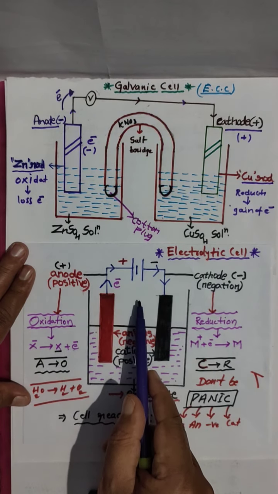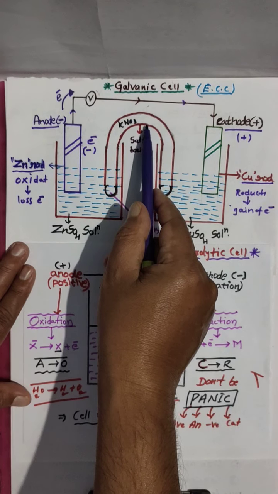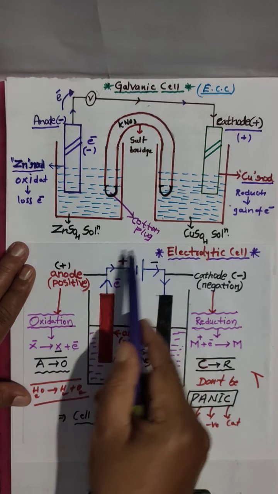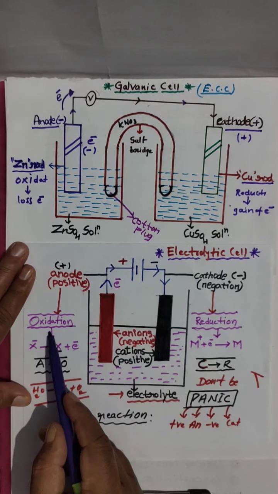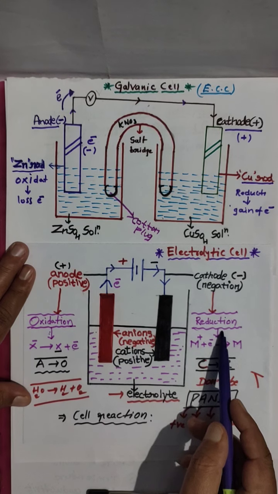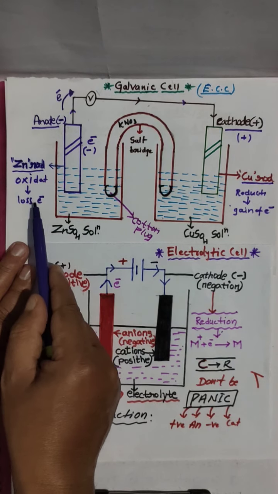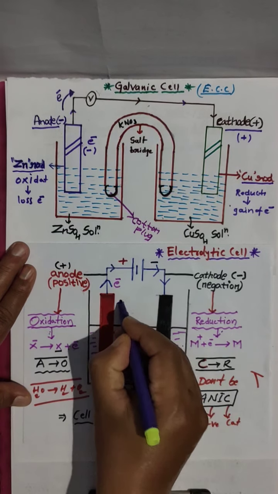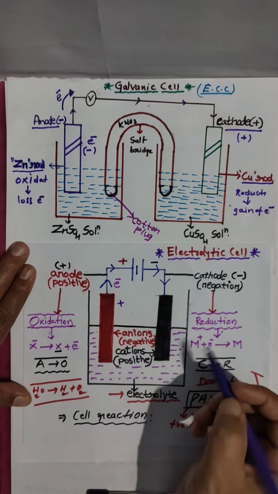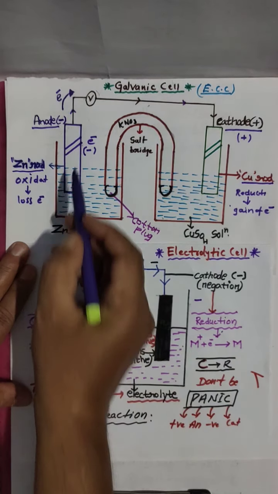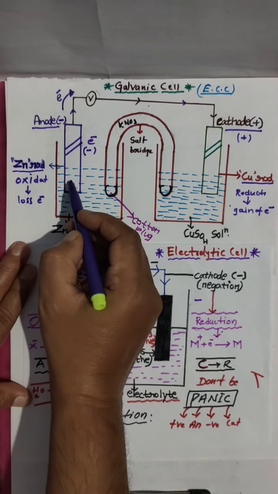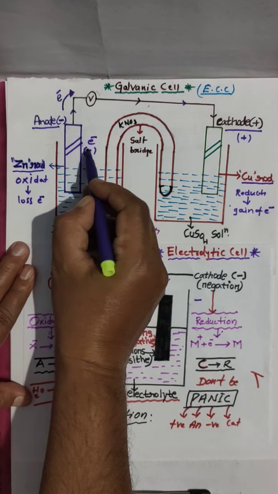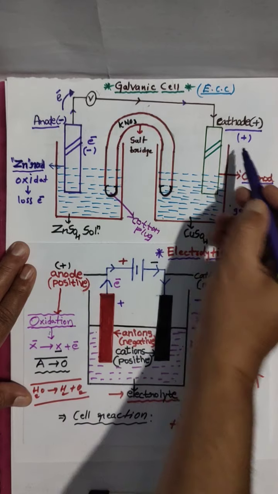Here external EMF is there. Here external EMF is not there. Here anode positive, cathode negative because the battery is connected. So anode oxidation and cathode reduction. Here also anode oxidation, cathode reduction. But the sign problem: in electrolytic, anode is always positive and cathode negative. But here the battery is not there, so the zinc rod is losing electrons. That's why electrons are released here. This is negative. The opposite side is positive.